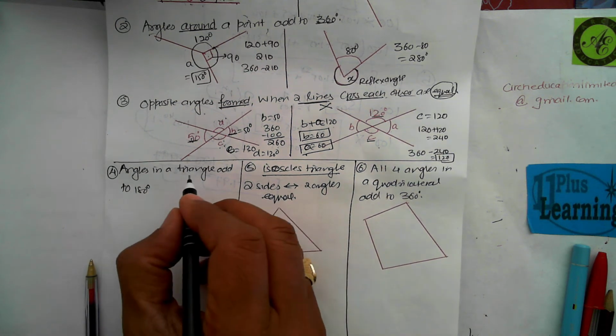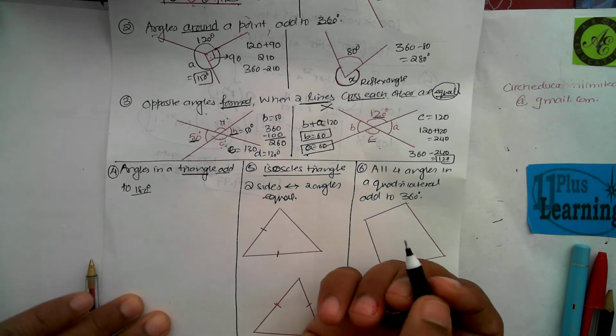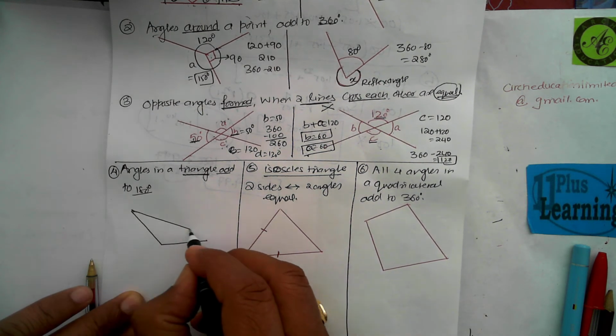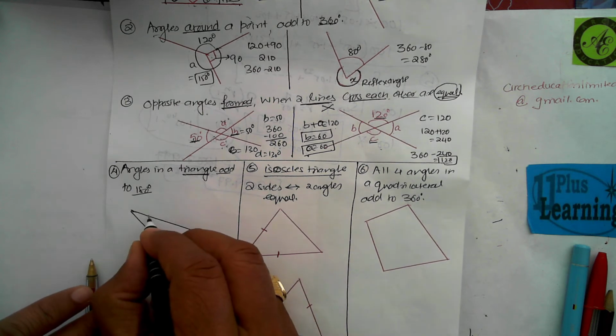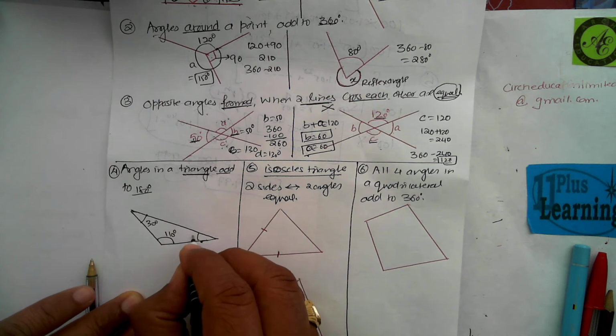Okay then, the first one: all the angles in a triangle add to 180 degrees. You all know this, guys. If you don't, it's time to learn now. If I make a triangle, I give you this as 30 degrees and this as 110 degrees, and I ask you to find this angle A.